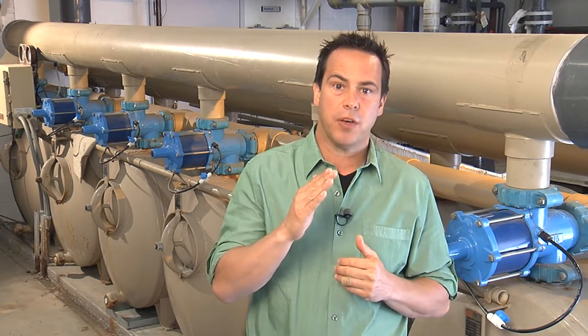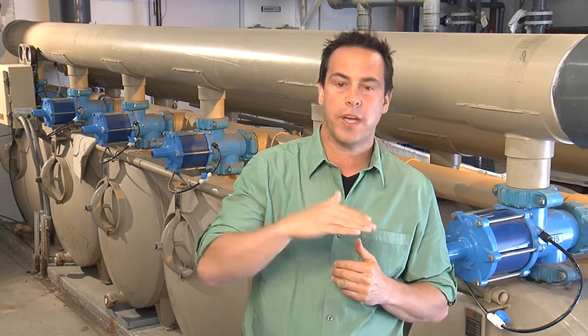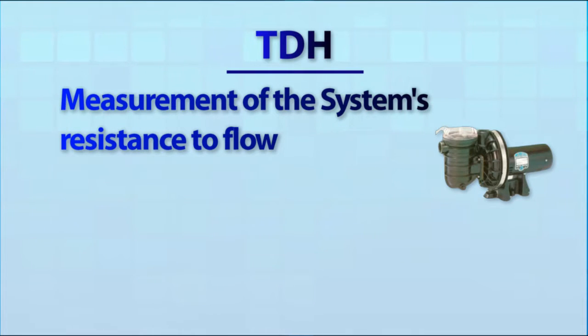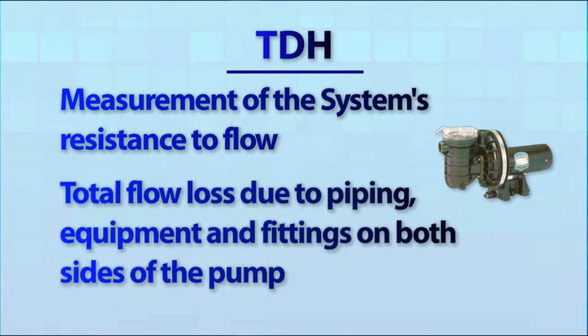TDH has the same effect on flow rate as a hill has on the speed of your car. If you're climbing the hill, you can't go as fast, and when you're going down the hill, you pick up speed. Likewise, when TDH is high, there's less flow, and when it's lower, there's much more flow. TDH is a measurement of the system's resistance to flow. It is the total loss due to piping, equipment, and fittings on both the suction and pressure side of the pump.